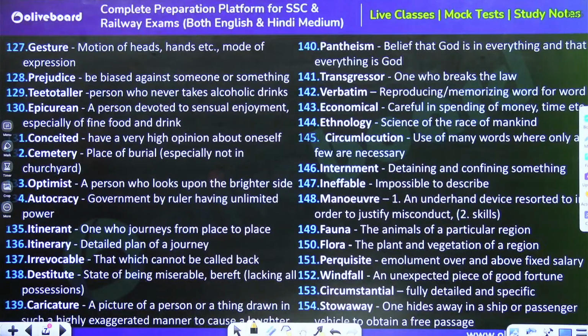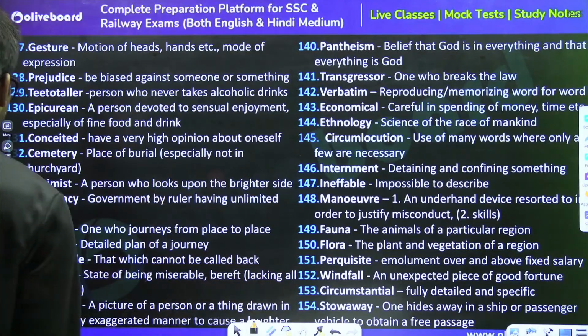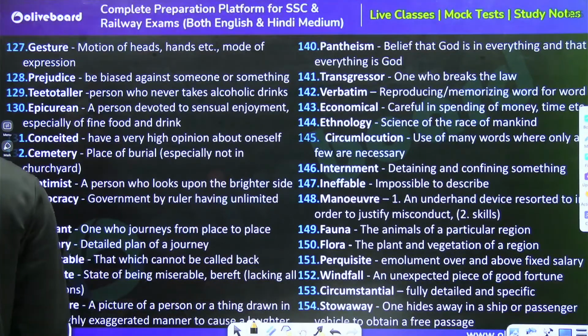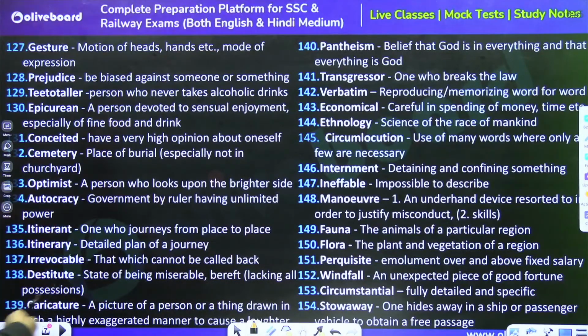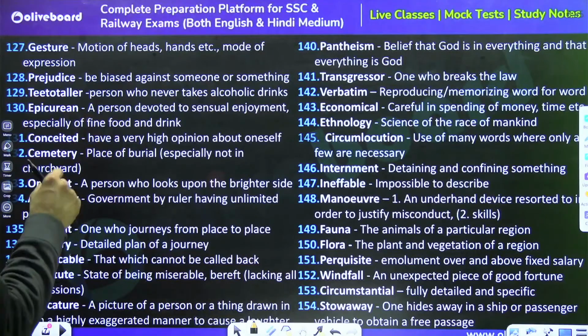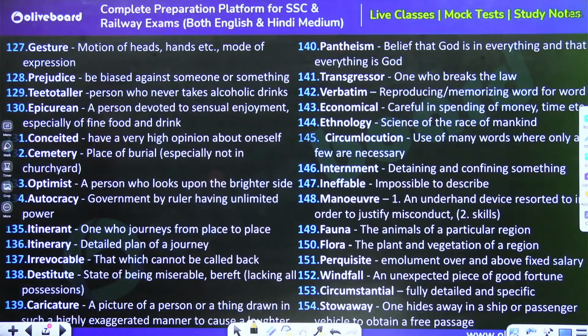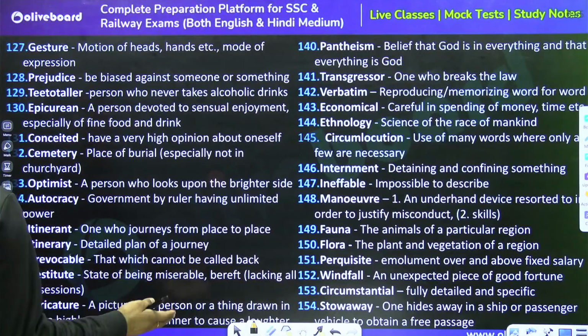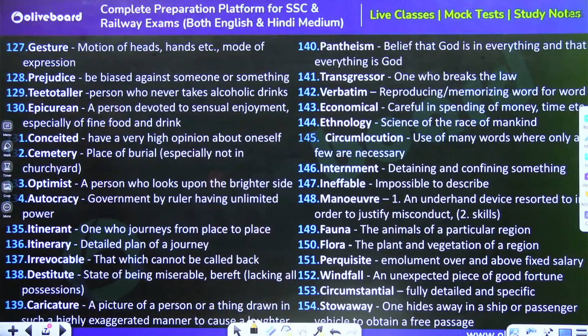Autocracy, dictatorship, like one who has absolute control of the government. Autocracy, absolute control, unlimited power. Itinerary and itinerant: the one who frequently travels from place to place is supposed to be itinerant, and his journey or the detailed plan of his journey is supposed to be the itinerary. Revocable, which can be taken back. Irrevocable, which cannot be taken back.